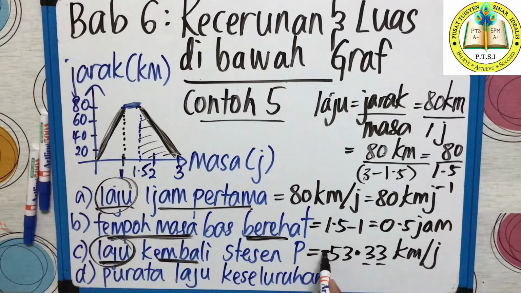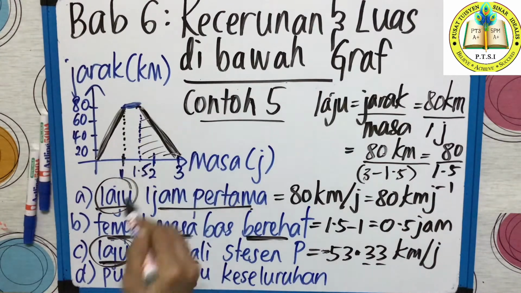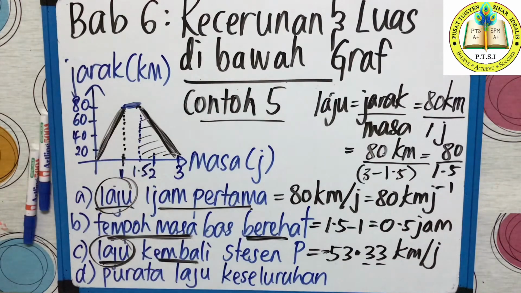But why teacher put a negative here? Sebab berpatah balik ataupun kembali. So that's why when going up is positive, coming back down is negative. And then check your unit, kilometer stroke jam.